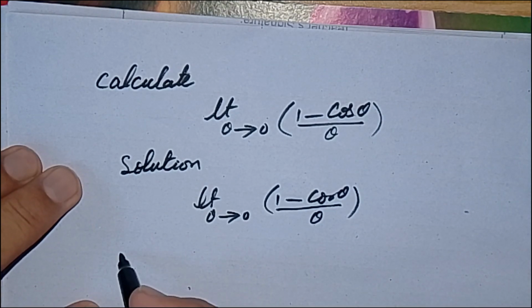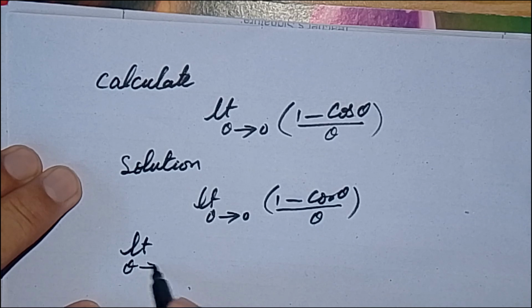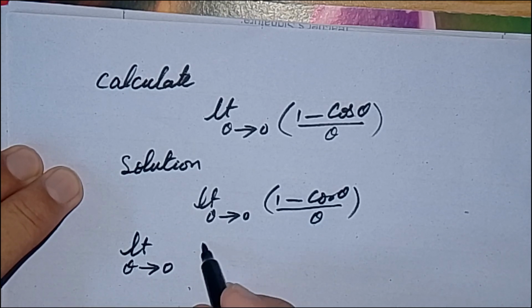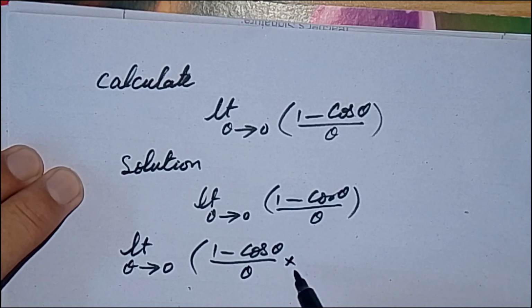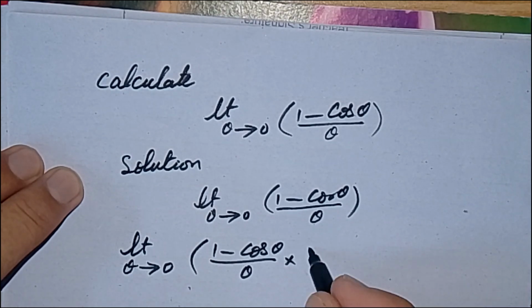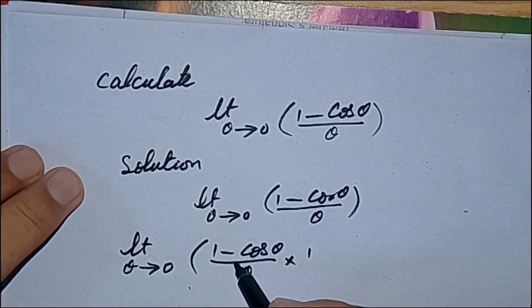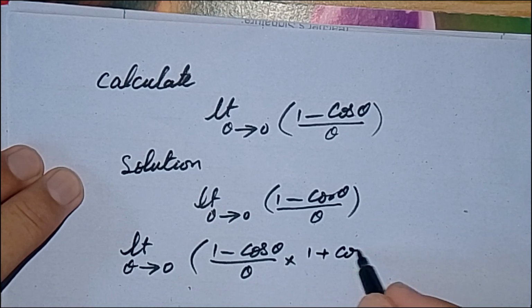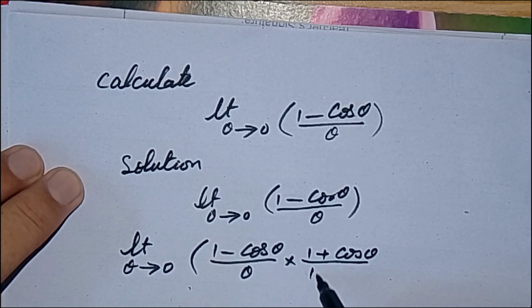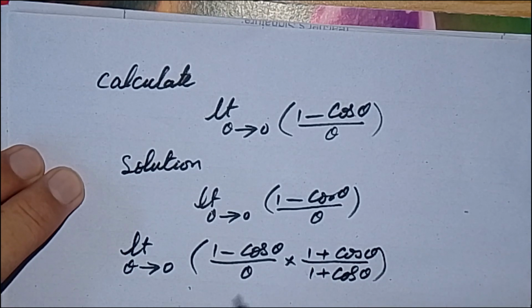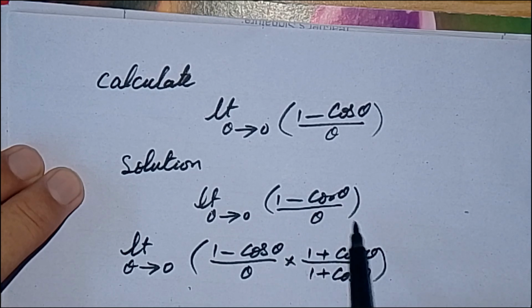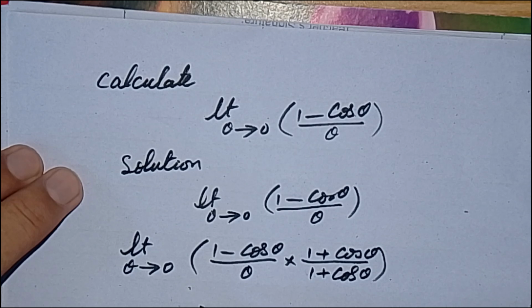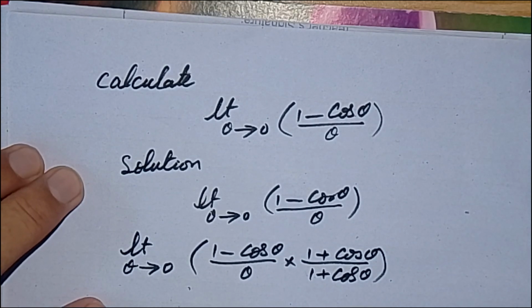In the first step we multiply (1 minus cos theta) over theta into (1 plus cos theta) over (1 plus cos theta); we change the sign of 1 minus cos theta into 1 plus cos theta. Because here we cannot find this limit directly: cos 0 is equal to 1, therefore 1 minus 1 is equal to 0. Therefore we cannot directly find the value of this function.